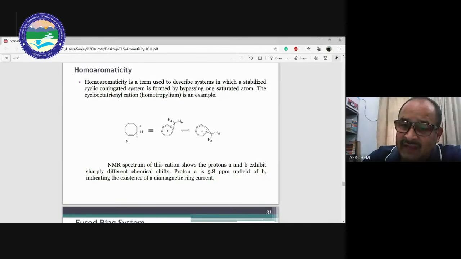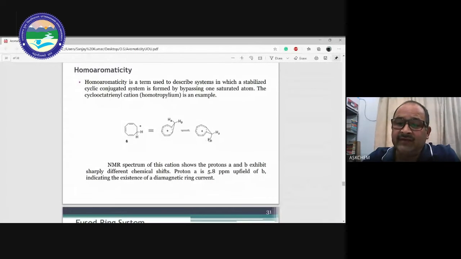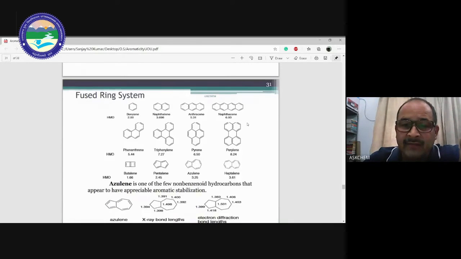Now the NMR spectrum of this dication, because it undergoes ring flip, shows that proton A and proton B have sharply different chemical shifts, because proton A in the first diagram has fallen in the shielded region of the diamagnetic ring current induced by the cycloheptatrienyl cation. And here proton B is in the shielded region in the next diagram. So proton A is 5.8 ppm upfield of proton B, indicating the existence of a diamagnetic ring current. If they absorb at different chemical shifts, it itself speaks about the shielding effects or magnetic anisotropy arising out of this cycloheptatrienyl cation ring current, the diamagnetic ring current.